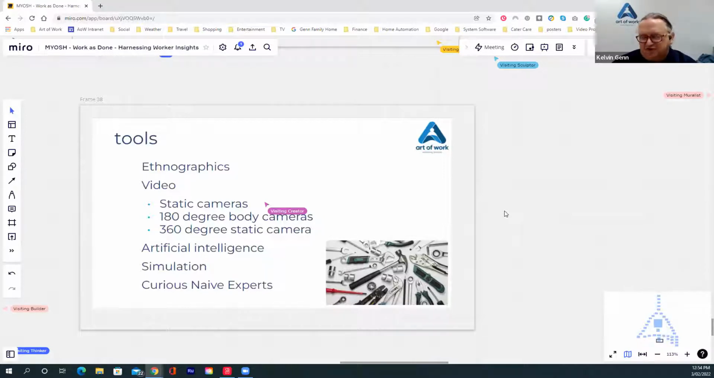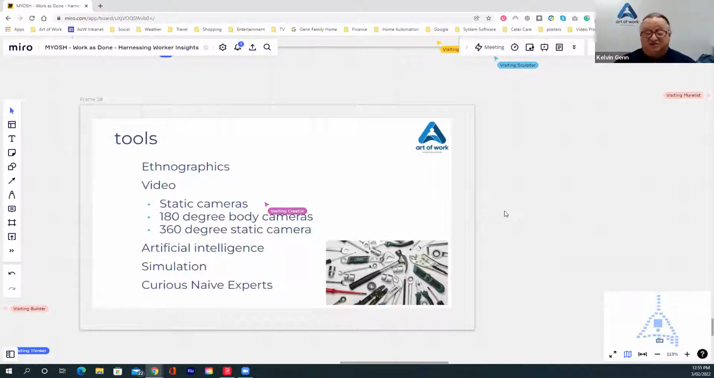Now, in terms of technology, it has added a lot to our capability in this space. From our perspective, video is a really important tool, and I'm going to show you some examples of that very shortly. But the use of things like static cameras, the use of 180-degree body cameras so that you can actually see the worker interaction, what their view of the world is. We use 360-degree static cameras so we can see everything that happens around the workspace.